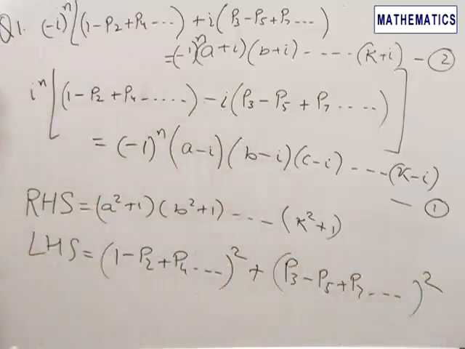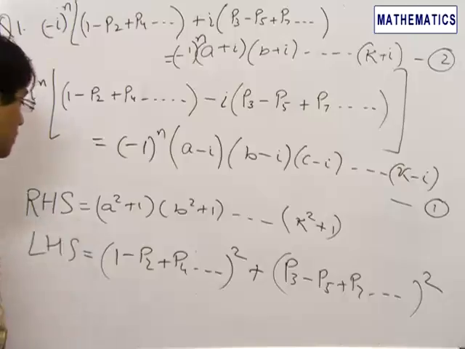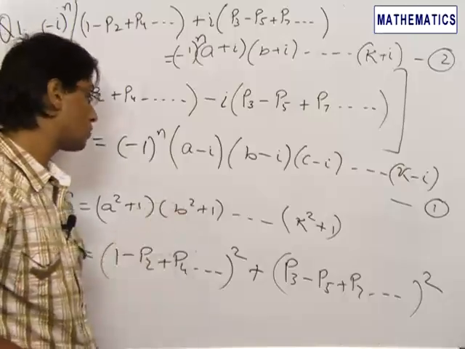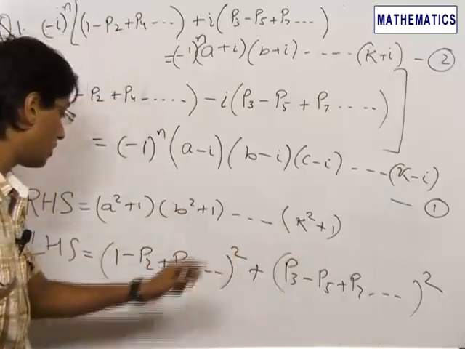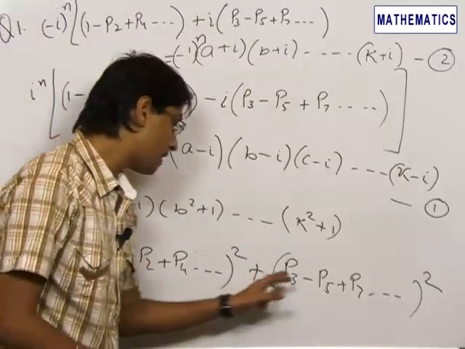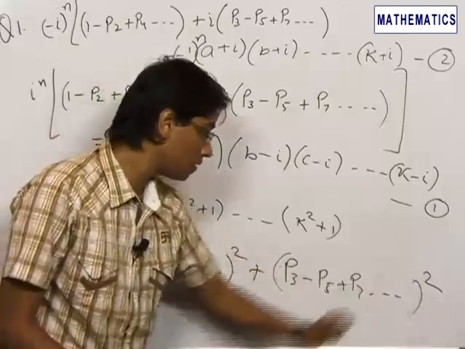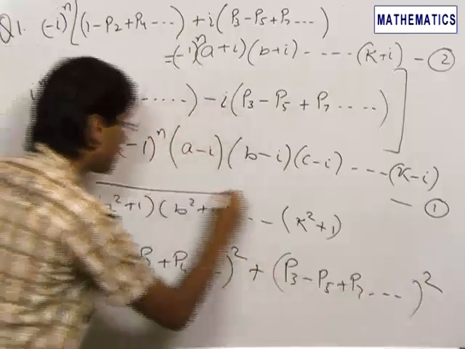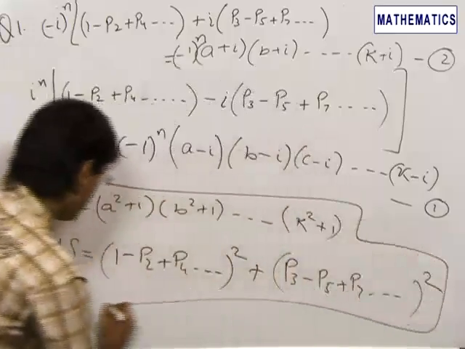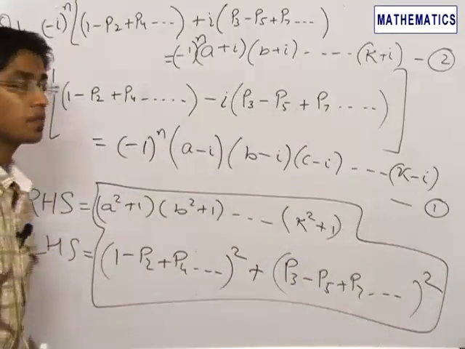whole square. So on equating the LHS and RHS, we get a square plus 1 into b square plus 1 up till k square plus 1 is equal to 1 minus p2 plus p4 whole square plus p3 minus p5 plus p7 going up till the last term whole square. And this was the desired result which we needed to prove.